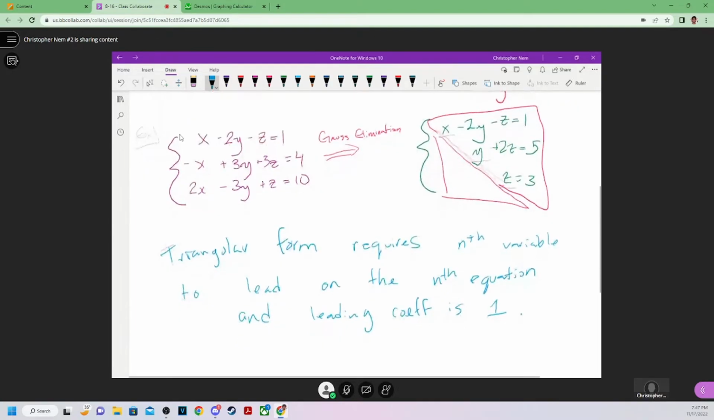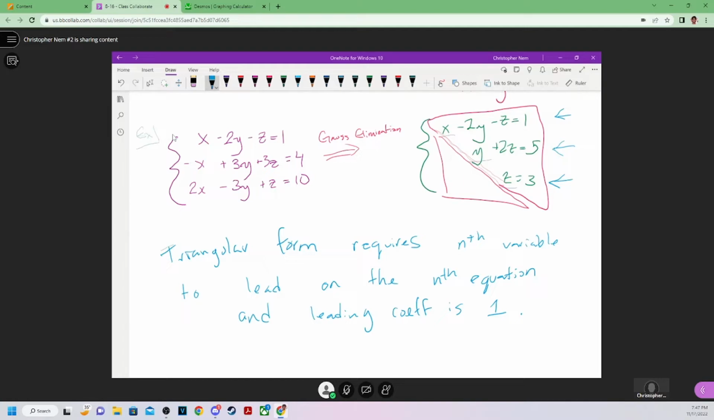So let's jam pack everything together. I'm saying the nth variable has to be the leading variable on the nth equation. Well, let's think about it. The second variable in my problem is y. Notice that it leads on the second equation. My third variable is z. On the third equation, it is the leading variable. My first variable is x. That is my leading variable on the first row. So that is very important.